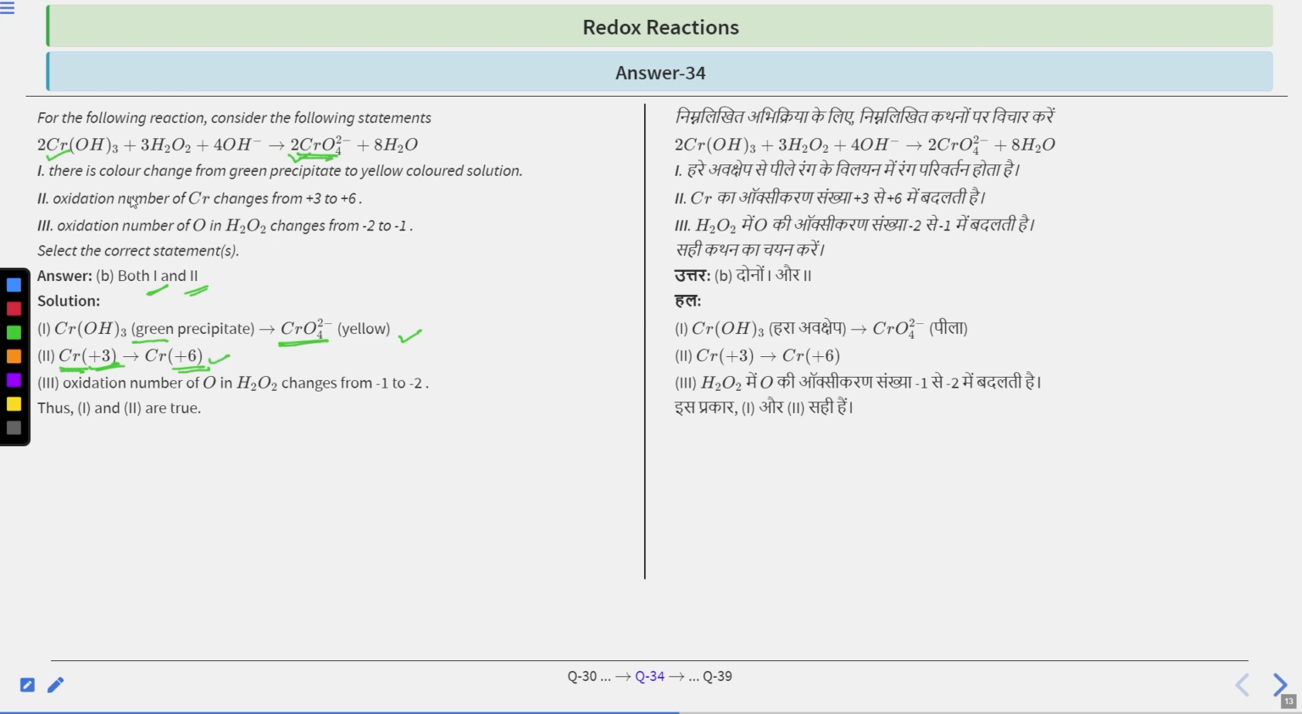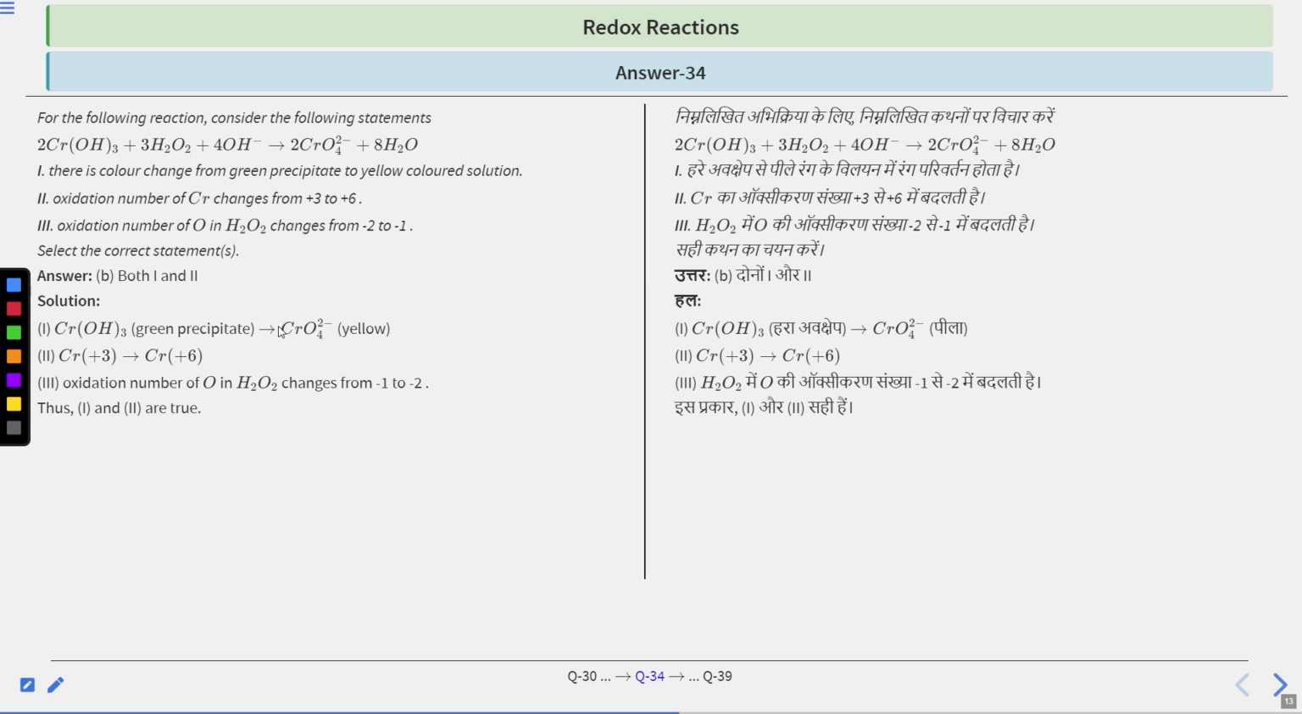So this is also a correct statement. According to the third statement, oxidation number of oxygen in H2O2 changes from -2 to -1. The oxidation number of oxygen in H2O2 actually changes from -1 to -2, and that's why the third statement is not correct. Thus, the only correct statements are first and second, and thus we have the correct answer as option B, both first and second.